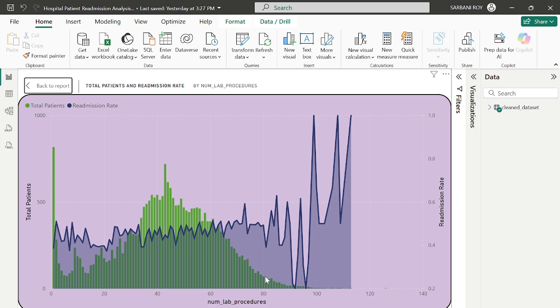Now, looking at the blue line, from 0 to 80 lab procedures, the readmission rate stays mostly between 30% to 50%. This suggests that a moderate or even high number of tests is not strongly associated with readmission. In fact, the lab testing seems natural and slightly proactive, and it allows for better diagnostics and treatment.